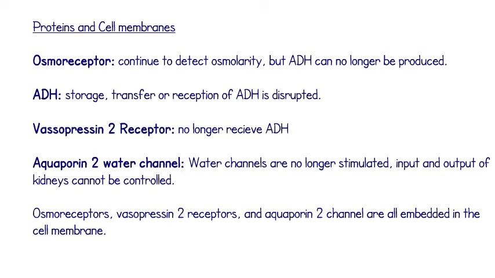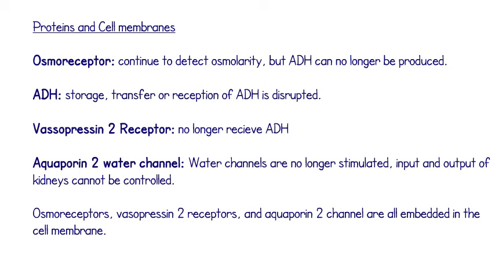In summary, proteins and cell membranes. Osmoreceptors continue to detect osmolarity, but ADH can no longer be produced. The production and secretion of ADH becomes disrupted due to the damage of neurons in the hypothalamus.